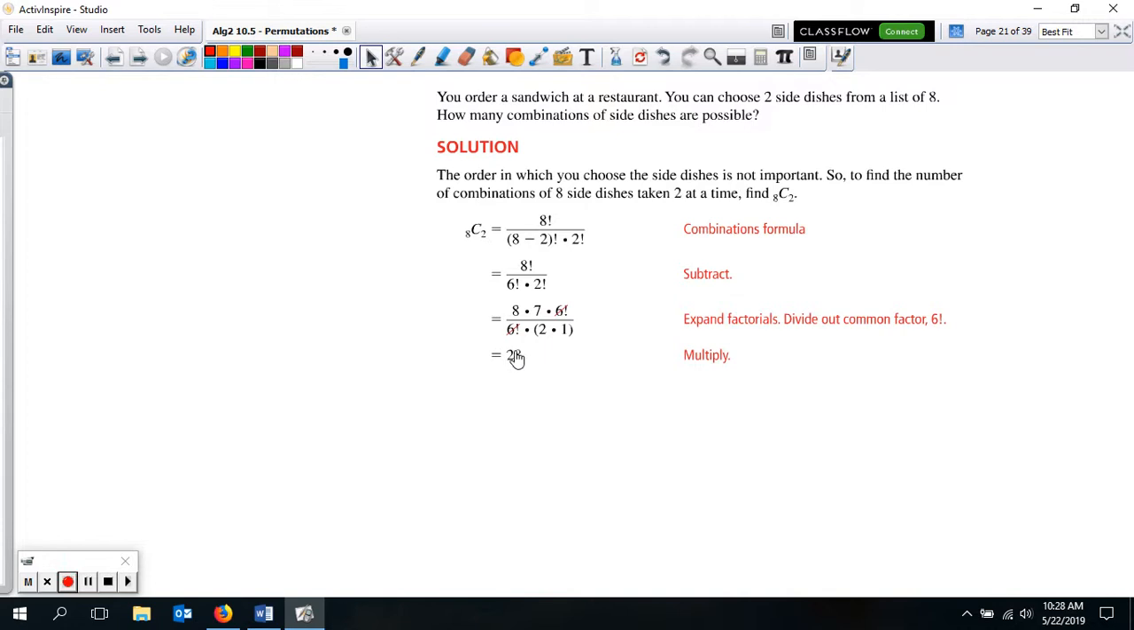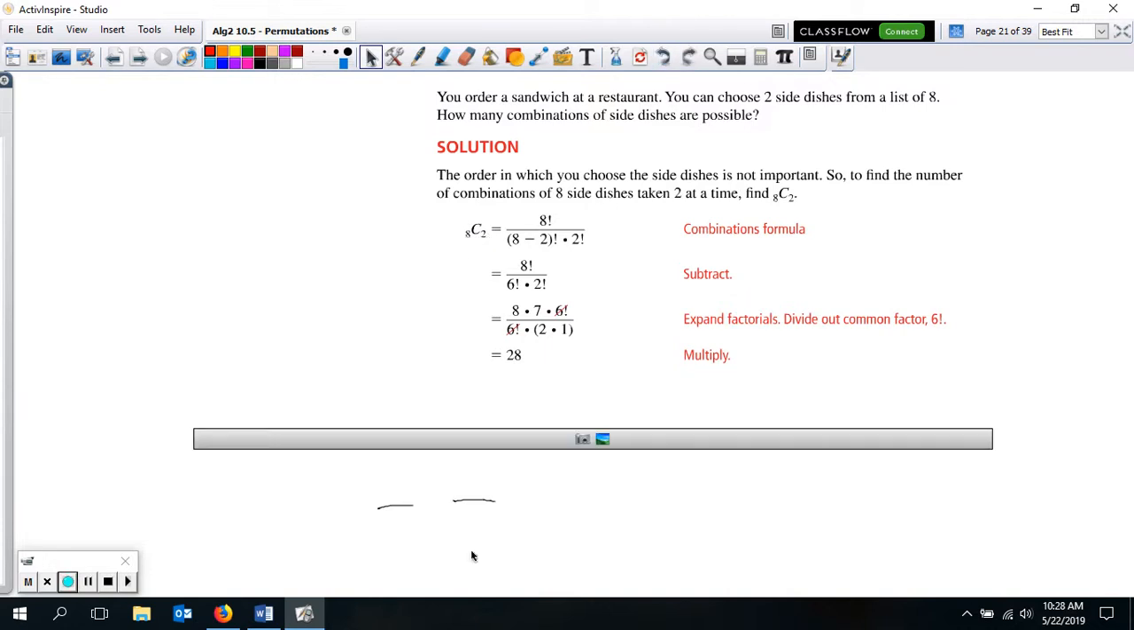I wanted to show you another way you can do this, though, with slots. Remember we talked about the slots before. So if you're picking 2, you have 2 slots. You have 8 to choose from, but you're only going to choose 2, so you're only going to put 2 slots down. For that first one, you have 8 to choose from in the first slot, 7 to choose from in the second slot, so 8 times 7 is the 56.